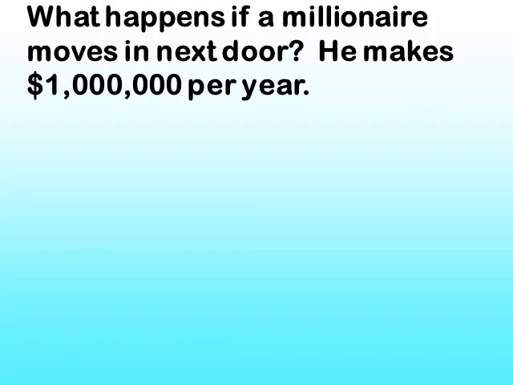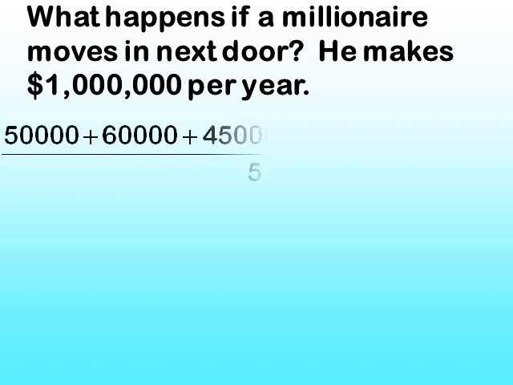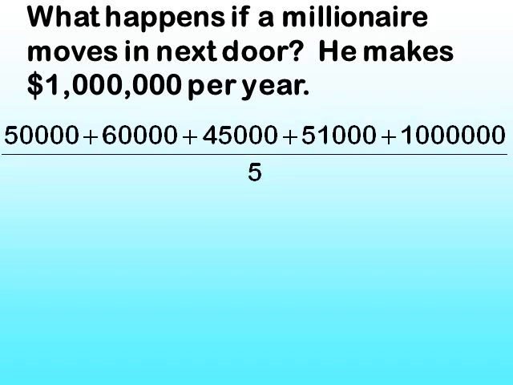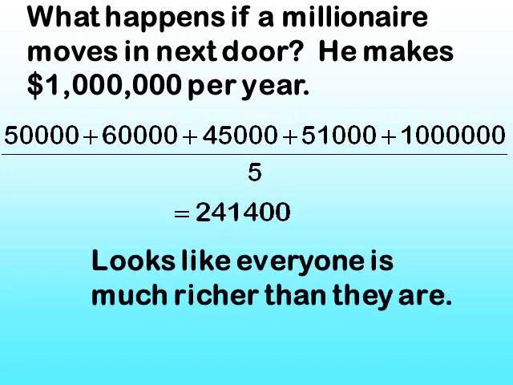What happens if a millionaire moves in next door and he makes $1 million per year? We're adding another value. So we would add the $1 million to the 4 values we've already added together, and we would add 1 to our denominator. It looks like everyone is much richer than they are because of that 1 millionaire. Here we have $241,400 as our average or our mean salary. And you can see in this list of data that many people make less than 25% of that value.